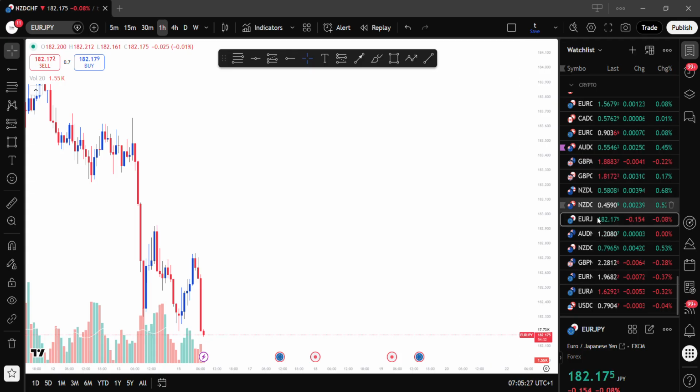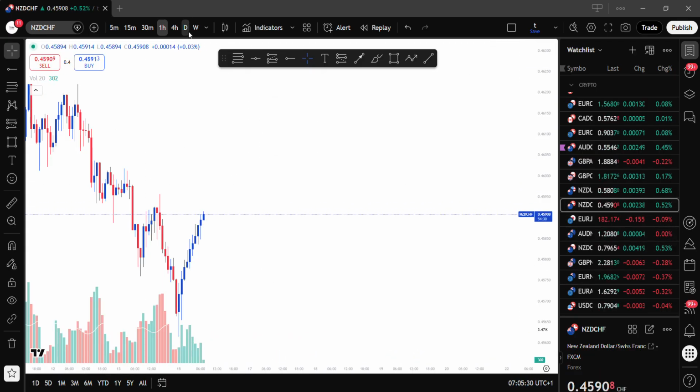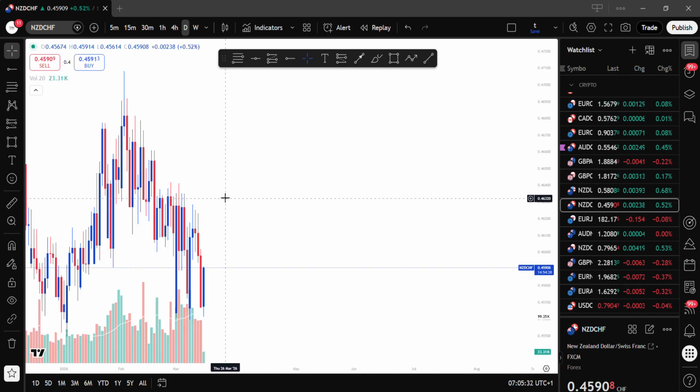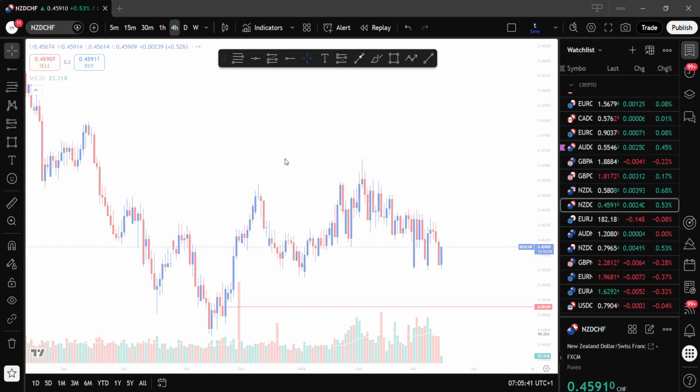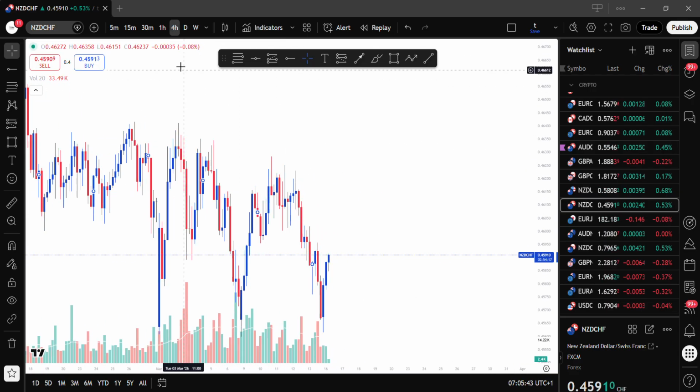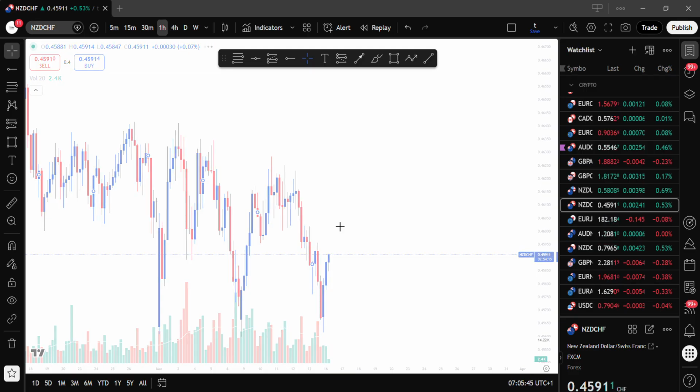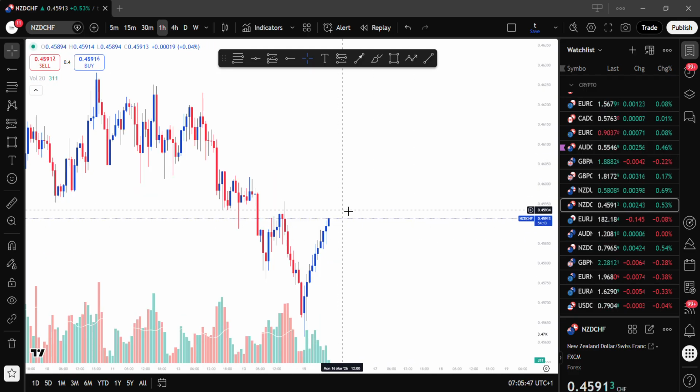So let's just be patient and see what happens. On the NZD CAD, daily time frame, what are we seeing? On the daily time frame, the market has been trying to sell to this point before it starts buying. If you go to 4 hours, there's no entry for a sell on 4 hours, and no entry for a sell on 1 hour yet.